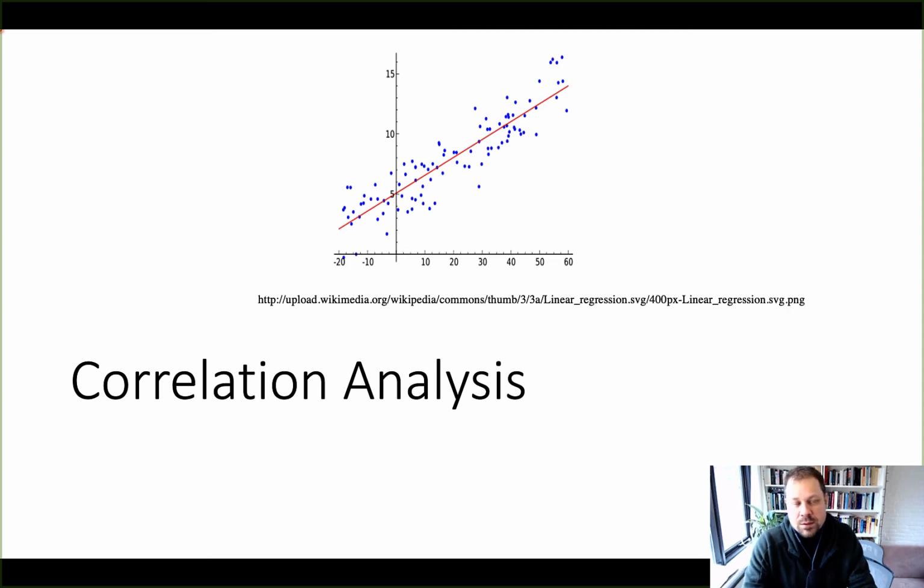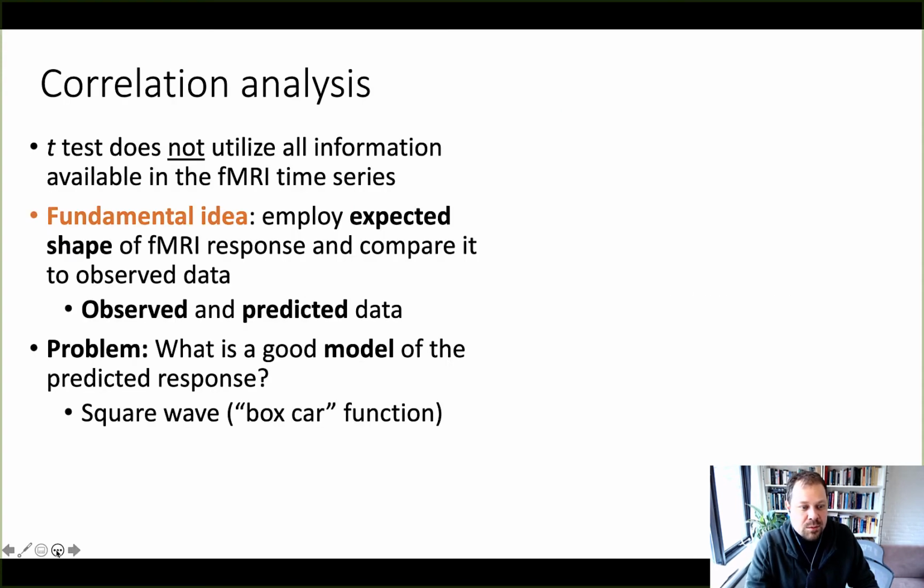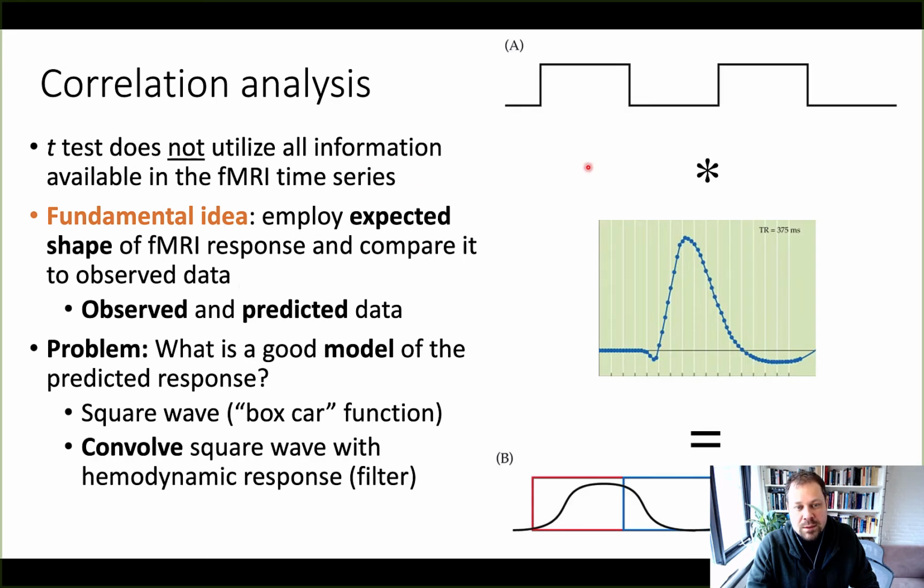As an alternative to the t-test, we can also use correlation analyses to identify the differences in response patterns across two conditions of a task. And correlation analysis has one advantage in that it utilizes more information that we have about the fMRI time series, and that specifically we employ an expected shape of the fMRI response and compare to observed data.